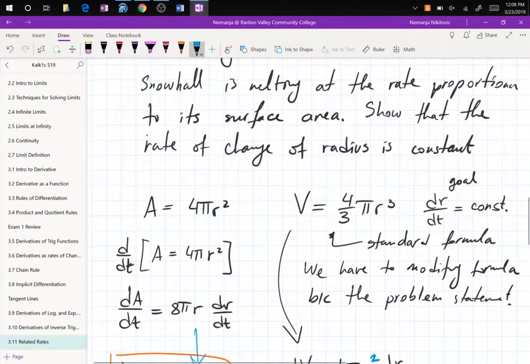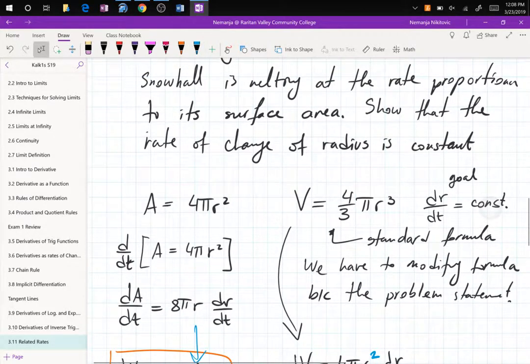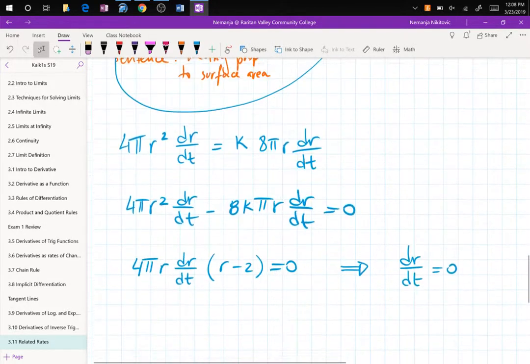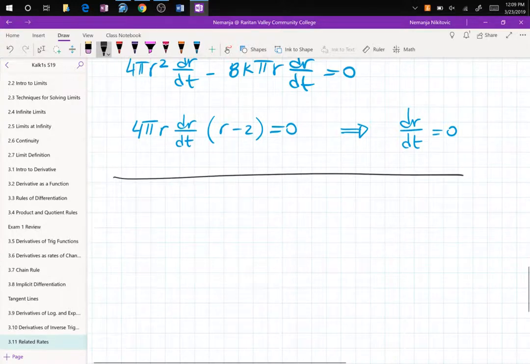Snowball is melting at the rate proportional to its surface area. Snowball is melting at the rate proportional to it. There you go.